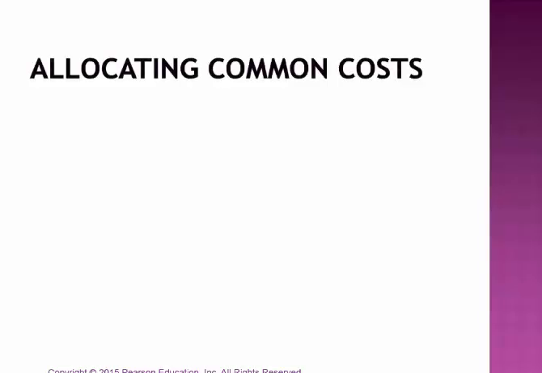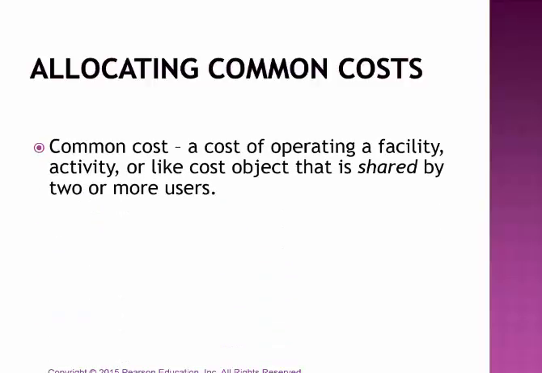Alright, in regards to allocating common cost, let's take a look at some additional ways that you guys need to know how to calculate. A common cost is a cost of operating a facility, a cost of an activity, or a like cost object that is shared by two or more users. And we need to find a way to take that cost and spread it around between those two or more users.